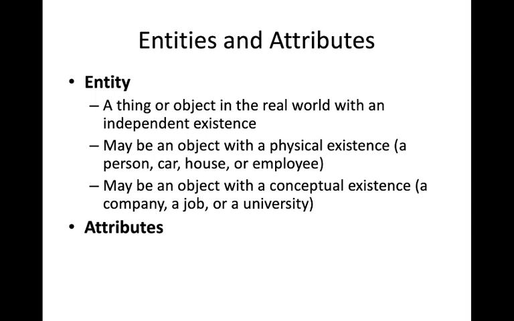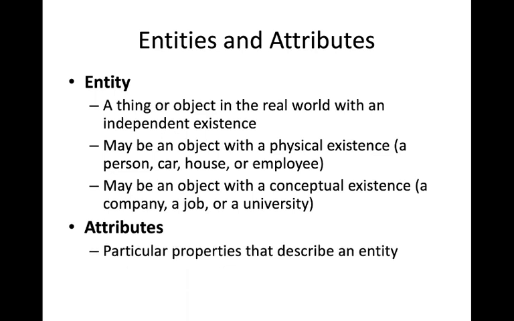Next thing is attributes. Each entity will have some attributes. Attributes represent particular properties that describe an entity. For example, if you take a person, or an employee, that employee will have different properties. He will have a name, an age, an address, a salary, and a particular job. Like that, there will be different attributes, or different properties, that describe that entity. All those particular properties that describe an entity are known as attributes.